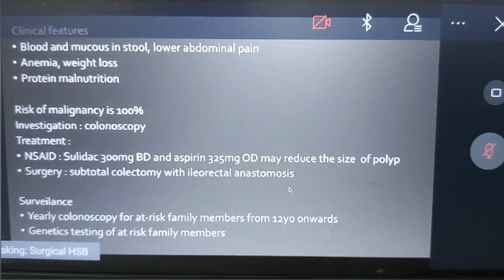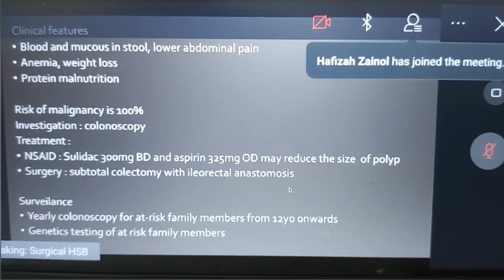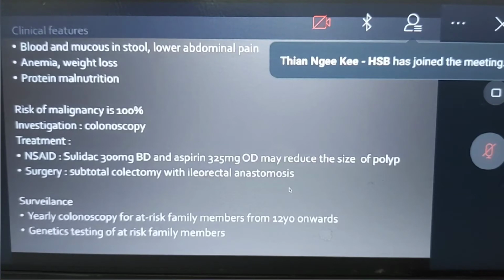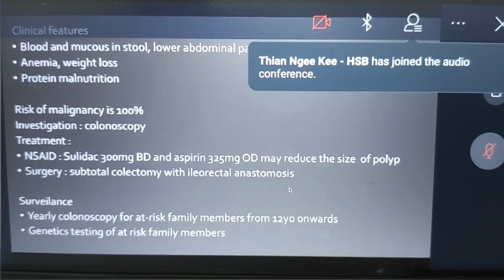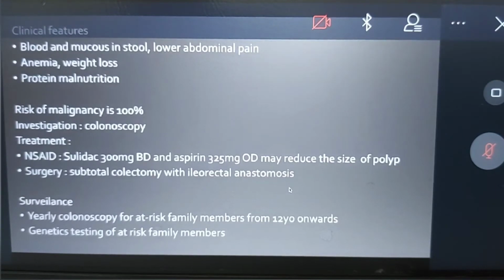For the clinical features, usually the patient will have blood and mucus in stool, lower abdominal pain, anemia, weight loss, and protein malnutrition. The risk of malignancy is 100%. To investigate FAP, usually by colonoscopy. For the treatment, usually NSAID, Sulindac 300 mg BD and also aspirin 325 mg OD. It can reduce the size of the polyp. And for surgical, we can do subtotal colectomy with ileorectal anastomosis.